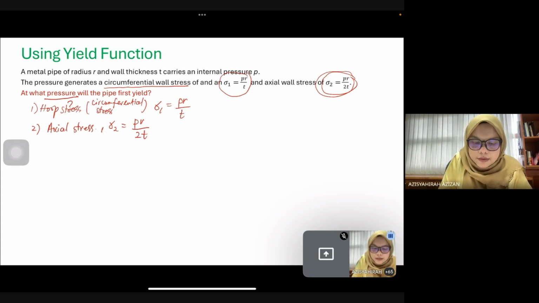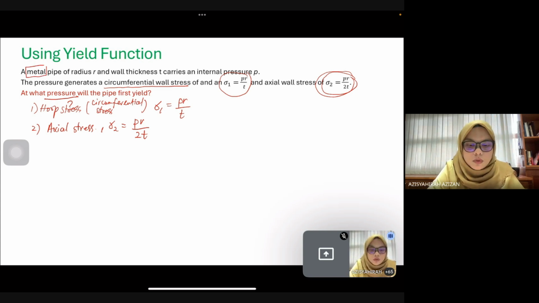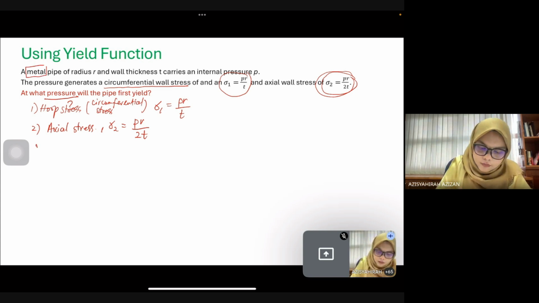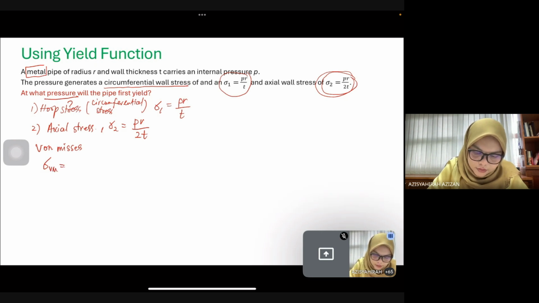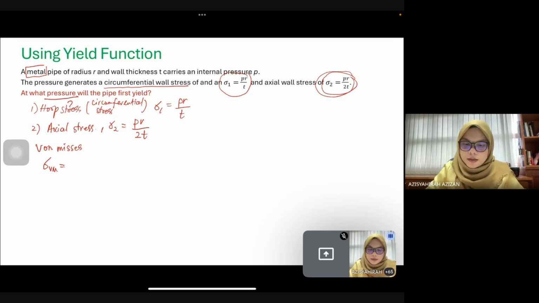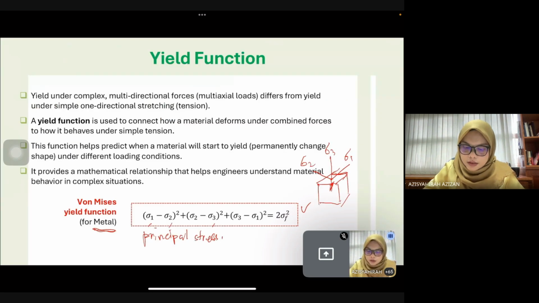The material is metal. So for metal, what are we going to use? We are going to use the von Mises yield function, because von Mises is for metal. We need to calculate the von Mises stress based on this equation, the von Mises yield function for metal.